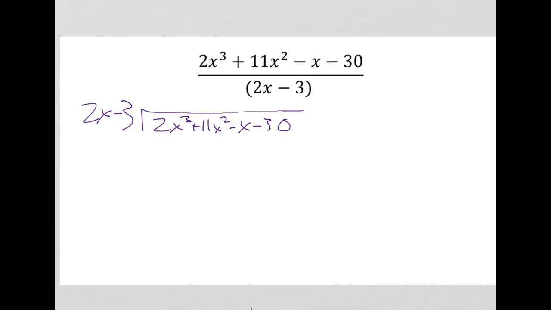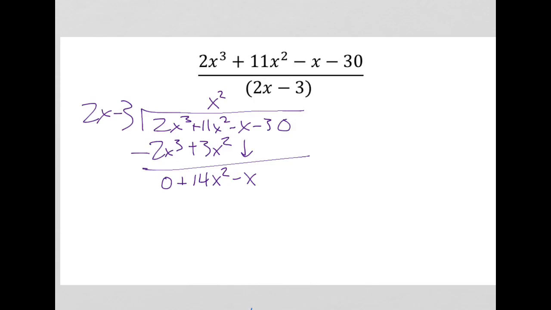So 2x goes into 2x cubed x squared times. x squared times 2x is 2x cubed. x squared times negative 3 is negative 3x squared. And we will subtract both, so that becomes a minus and a positive. 2x cubed minus 2x cubed is 0. Still, 11x squared plus 3x squared is 14x squared. Drop down that negative x. How many times does 2x go into 14x squared? Well, it goes in 7x times. 7x times 2x is 14x squared. 7x times negative 3 is negative 21x. Might be seeing some similar numbers here.